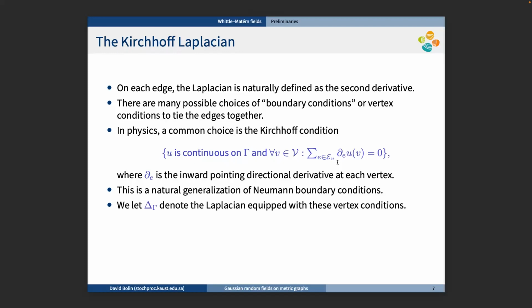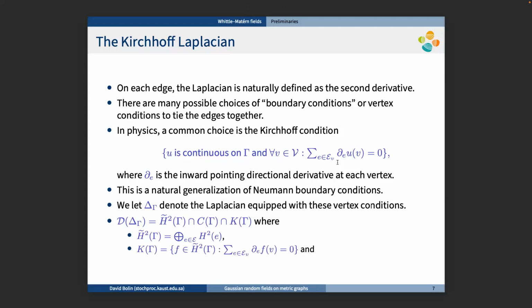Right, so to begin with, we let this Delta_Gamma denote the Laplacian equipped with these vertex conditions. And this operator then has a quite nice domain. The domain is simply the functions which are twice weakly differentiable on each edge, and which satisfy these Kirchhoff conditions. So they satisfy the sum to zero constraint on the derivatives and the continuity.